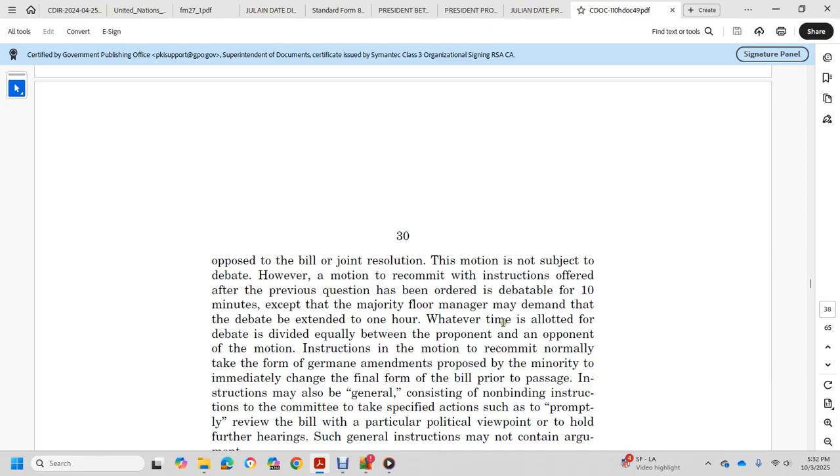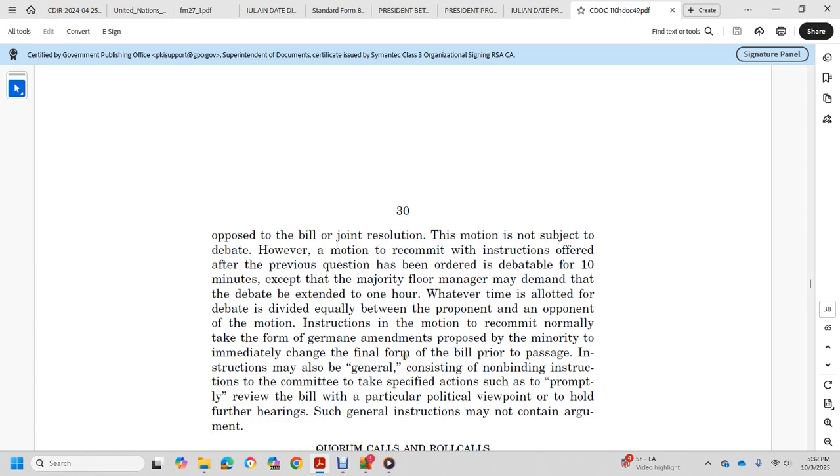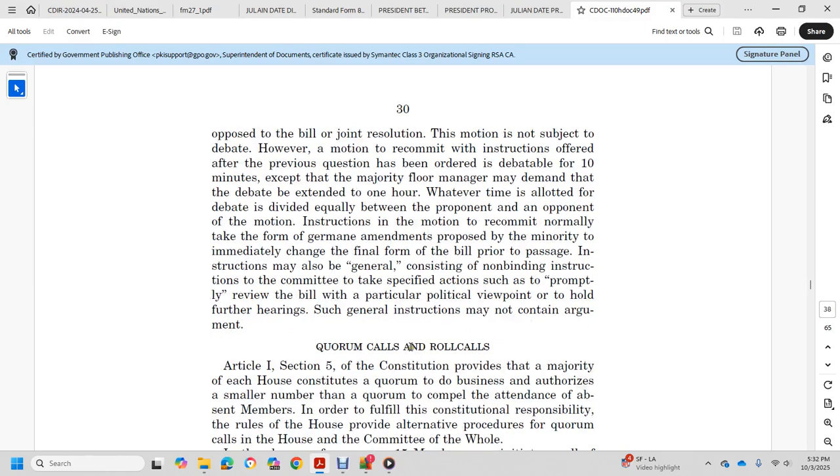The instruction may also be general, consisting of non-binding instruction to the committee to take specified action, such as for the prompt review of the bill from a particular point of view, or to hold a further hearing. Such general instruction may not contain arguments.